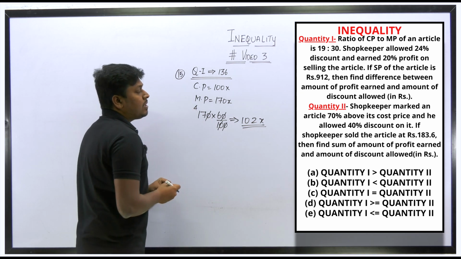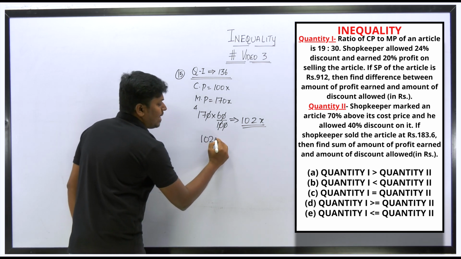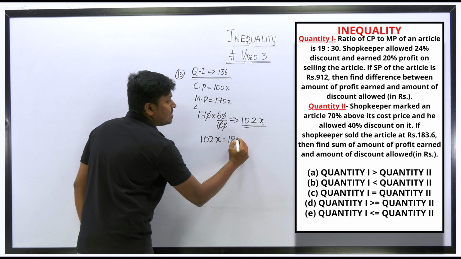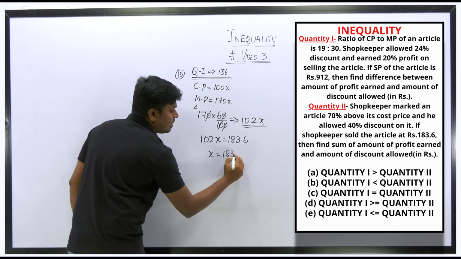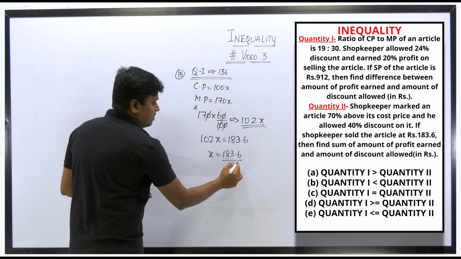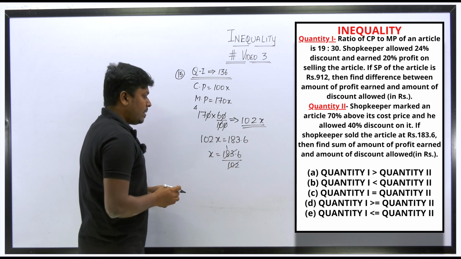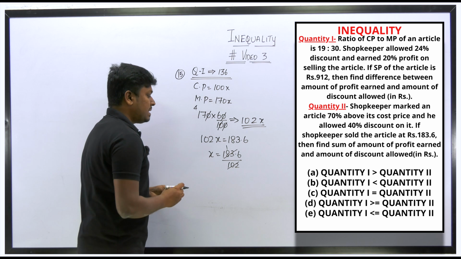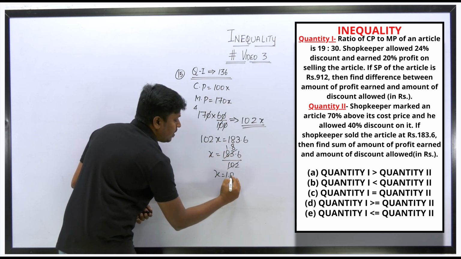The selling price they have given is 183.6. So we can say that 102x is equal to the selling price, that is 183.6. So x is equal to 183.6 divided by 102. The resultant becomes 1 times 102, so the remaining will be 816, which becomes 8 times. So the value of x will be 1.8.